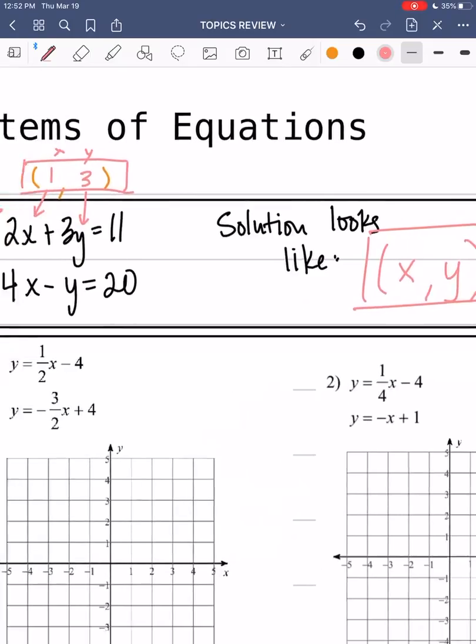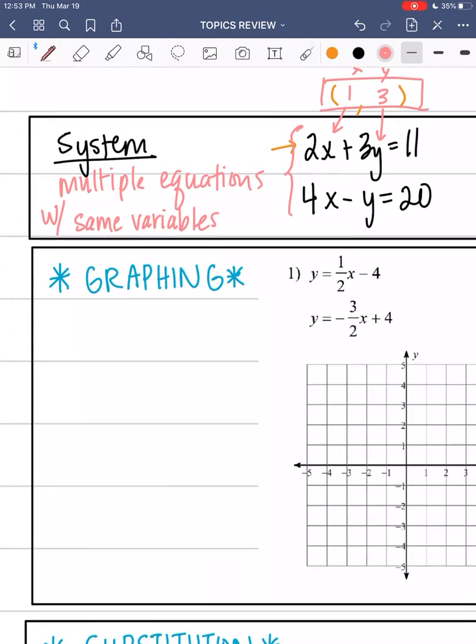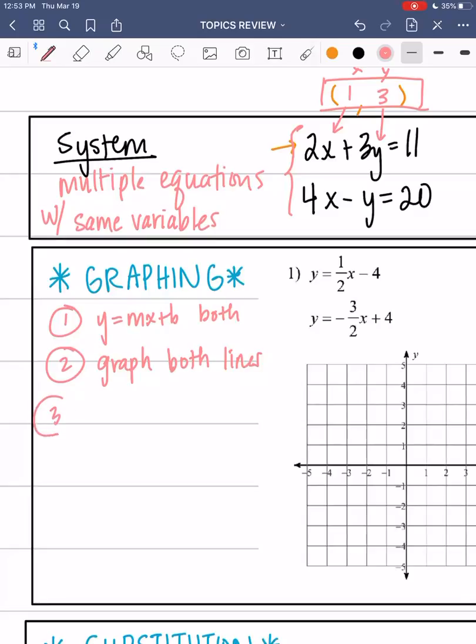Okay, so we have 3 different ways of solving. The first one is solving by graphing. To solve by graphing, first we have to make sure both of the equations are in y equals mx plus b, both of them. Then we have to graph both lines. Then we have to look for where they cross. We call that the point of intersection. That will be the answer.